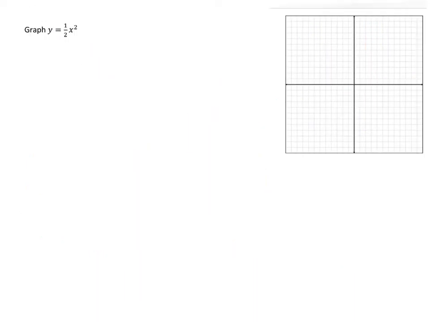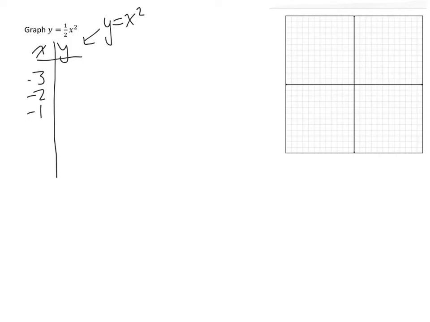Alright, so to graph this one example, you're going to have to develop yourself a table of values. So first start off with your parent function. So your parent function, just to remember, is y equals x squared. Start with negative 3, negative 2, negative 1, 0, 1, 2, 3. And then your y values, well, what's negative 3 squared? It's 9. Negative 2 squared is 4. Negative 1 squared is 1. 0 squared is 0. 1 squared is 1. 2 squared is 4. And 3 squared is 9. So there's a nice little start.